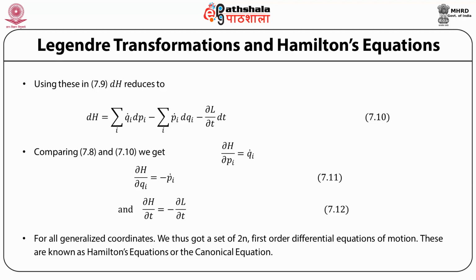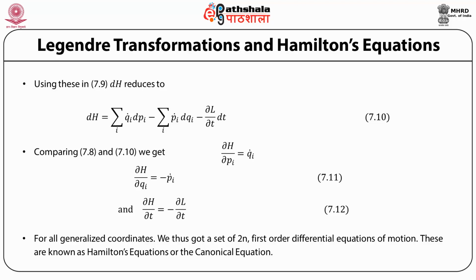So we get a set of 2n first order differential equations of motion. Because ∂H/∂pi is equal to qi dot is a set of n first order differential equations, and ∂H/∂qi is equal to minus pi dot is another set of n first order differential equations.